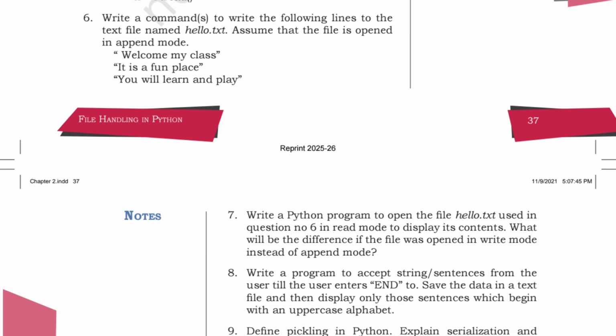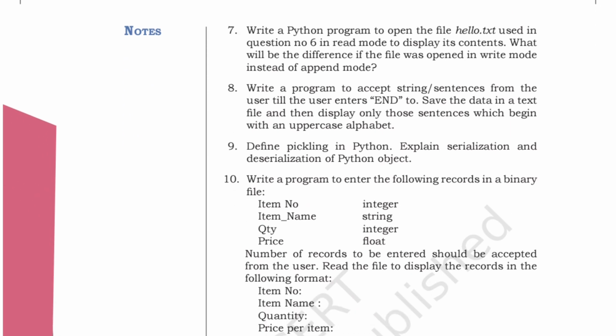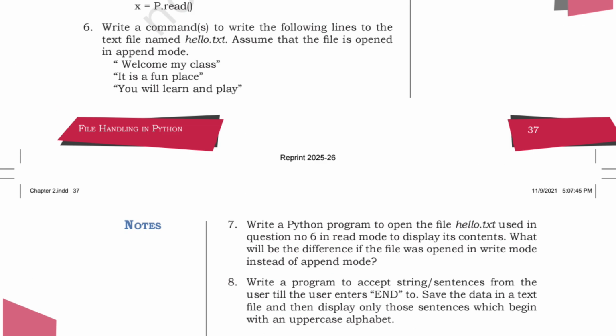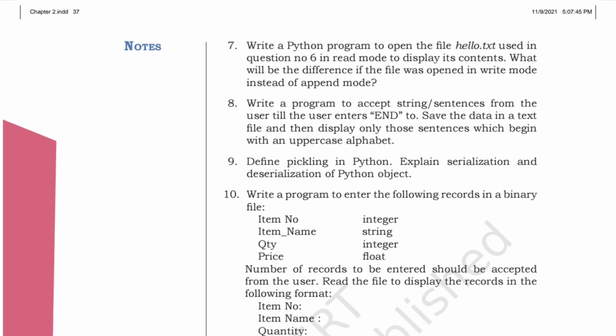So you can go through this chapter, that is, file handling in Python. Write a program to enter the following records in a binary file. Okay, these records you have to write in the binary file: atom number, integer, atom name, quantity, price. Already I taught you this last example using all the methods: tell, seek, dump, load, append, open, close. All methods you have to use in this example.